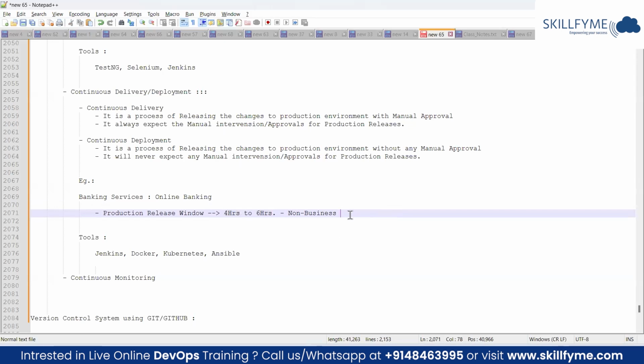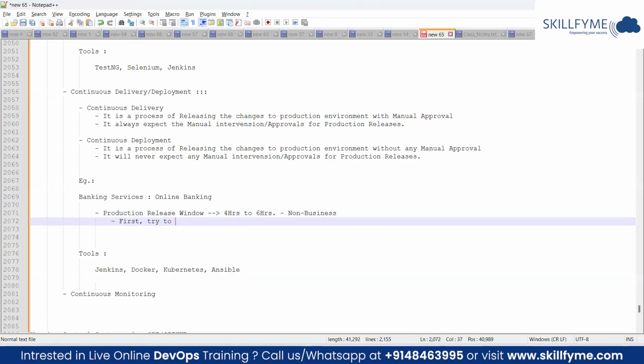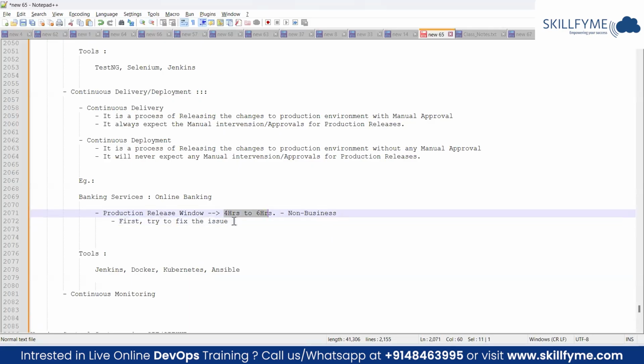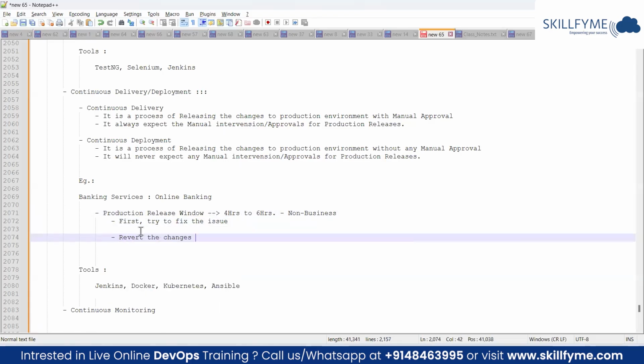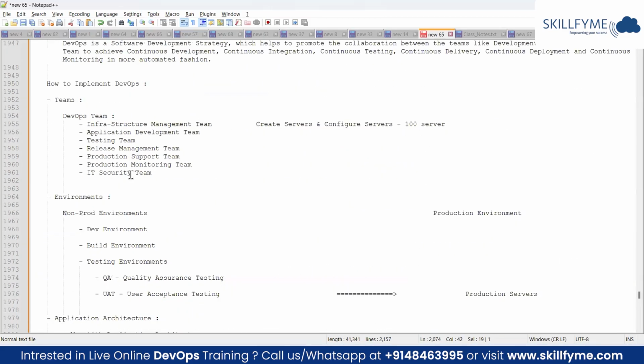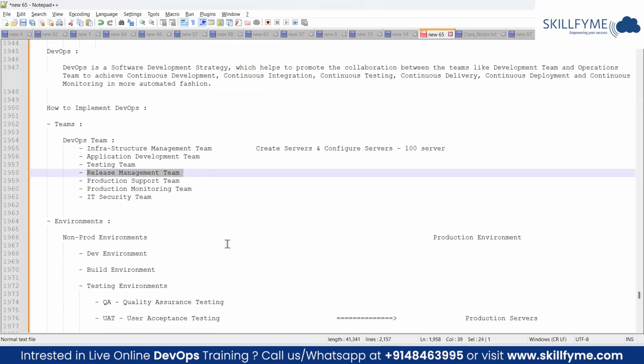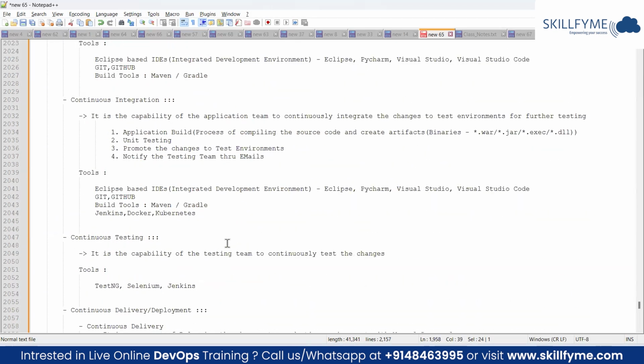And during this process, if anything goes wrong, let's say they introduce a new feature and it is not working as expected, what can they do? First they will try to fix the issue, because they have a 6 hour window, right? If they can fix the issue within that time, that's well and good. In the worst case, if they're unable to fix the issue, only then will they revert the changes. Who takes the call? It is the responsibility of the release management team, which I was mentioning here. They are responsible for deciding whether to go further or revert.